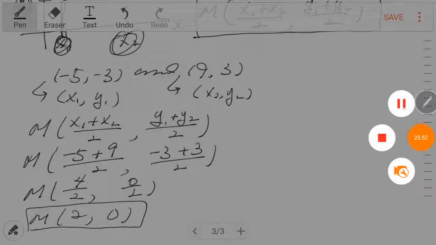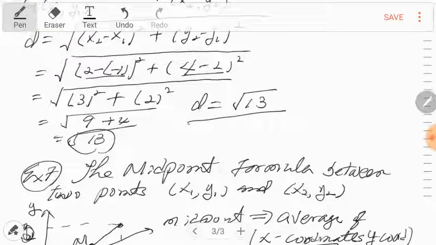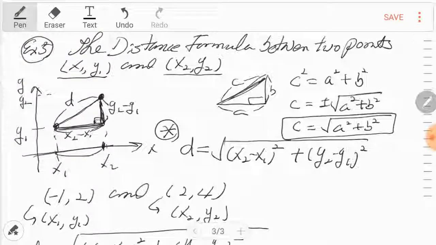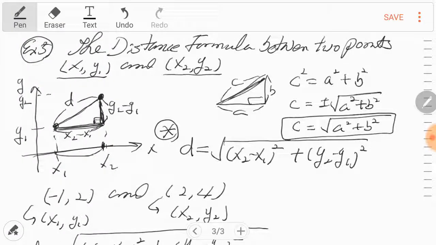So when you find the midpoint, always make sure you get the average of the x coordinates and the average of the y coordinates. Okay, going back to the distance formula. The distance is finding the length of the hypotenuse. So the distance is the square root of the sum of the squares of the differences between x coordinates and y coordinates. So distance is equal to x2 minus x1 squared plus y2 minus y1 squared. Make sure you take a square root.